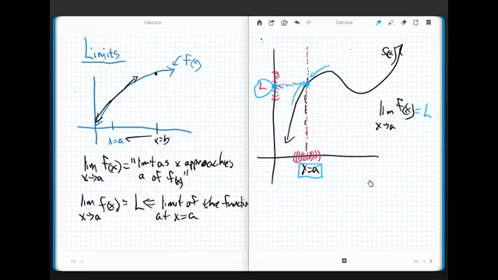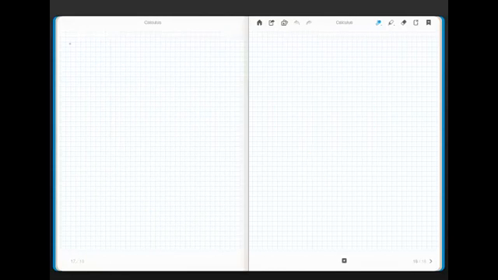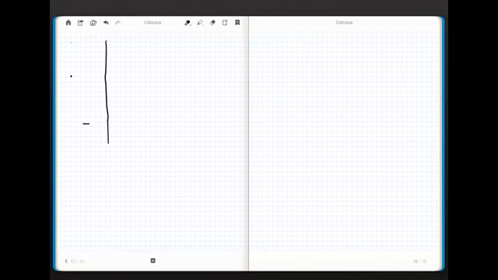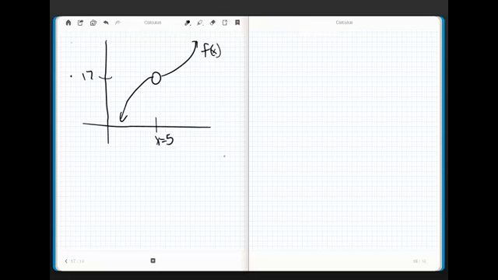Now, watch this. Let's kick over here, and I'll show you another one. Let me change my colors real quick. Now, what if I do this? What if I have a function that does this? And this is going to be x equals 5, and this is going to be, who cares, 17, and this is going to be f of x.